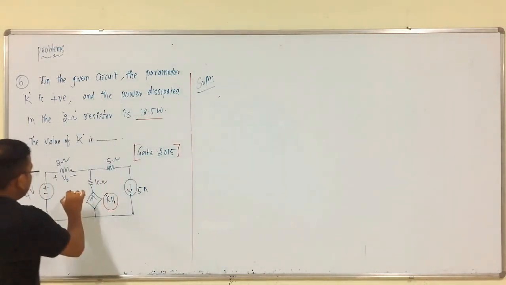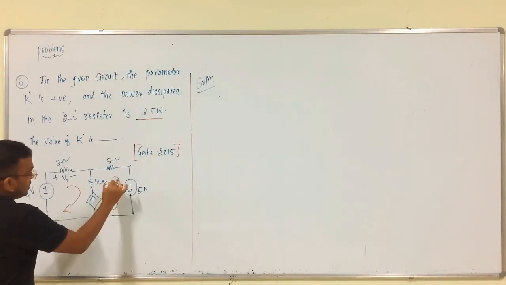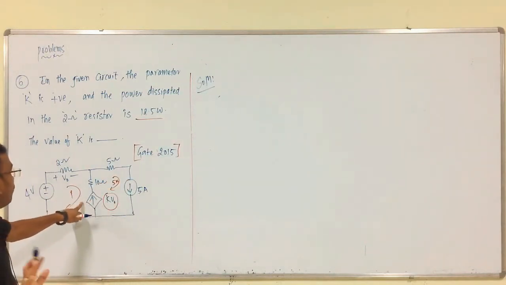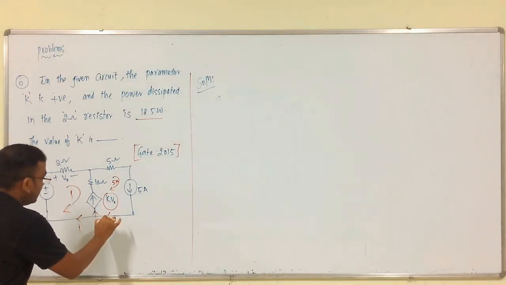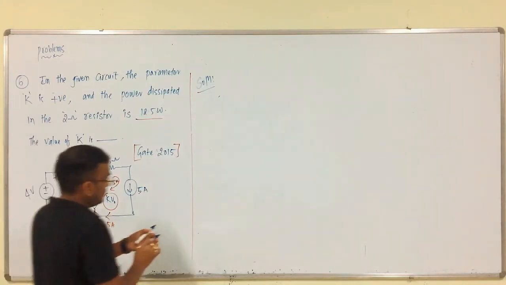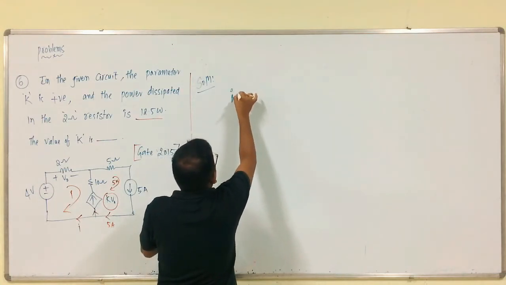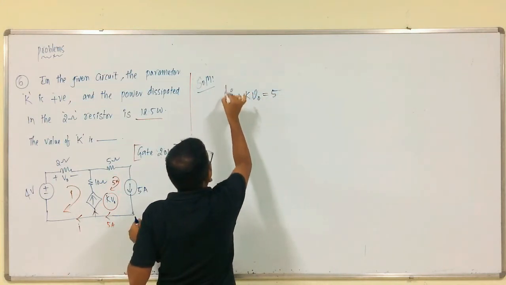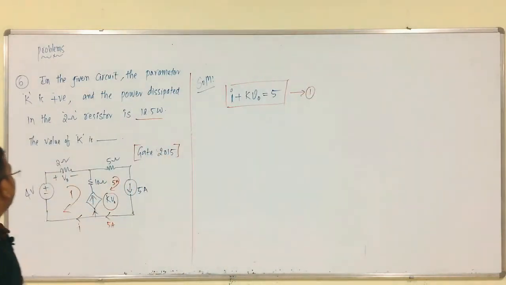He provides the independent current source of 5 amps. We can assume our current direction in loop 1, that is I. So this is I, this is kV naught, and this is 5 amps. So I plus kV naught equals 5. This is equation 1.